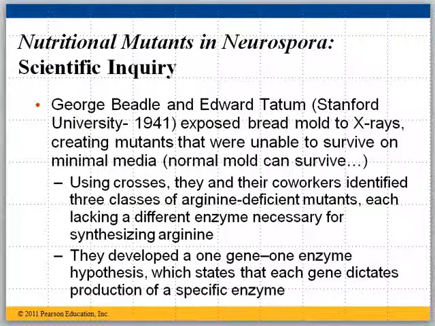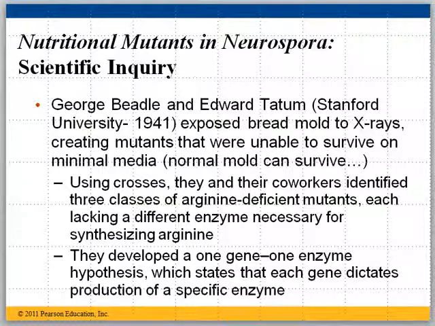So what they did, they used these crosses, and they basically came up with three what they called arginine deficient mutants. So these were three varieties of mold that could not create the arginine material that they needed on their own. Each of their three mutants lacked a particular enzyme that was necessary to create or synthesize arginine. Did I say arginine? Arginine?